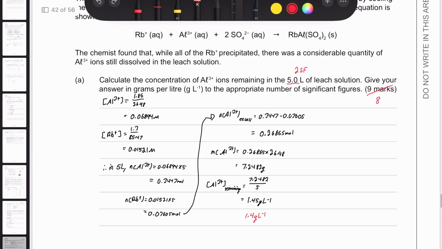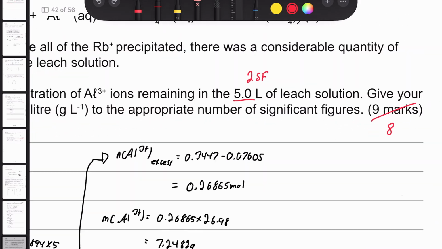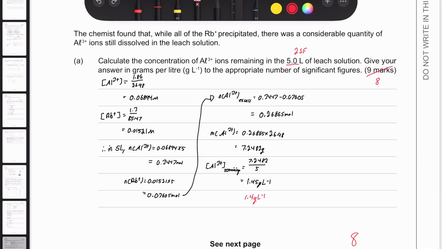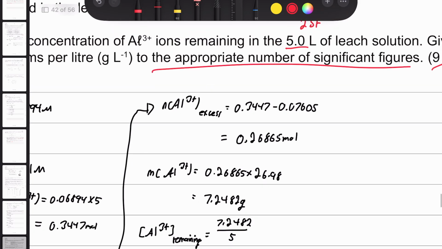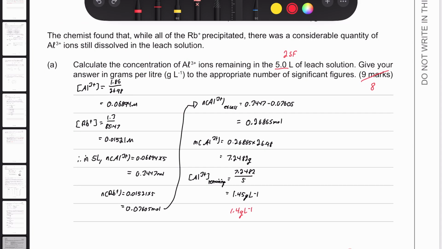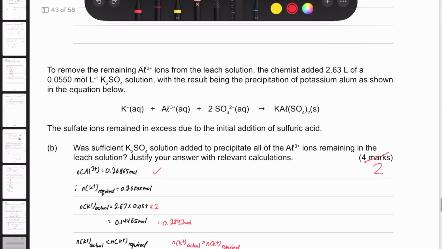Here, I was surprised that I didn't lose more marks for sig figs, because I think throughout the exam I wasn't thinking of them at all. But yeah, appropriate number of significant figures. It was only 2 for this question. I gave it to 3, so I knocked the mark off. Otherwise, it was all correct.